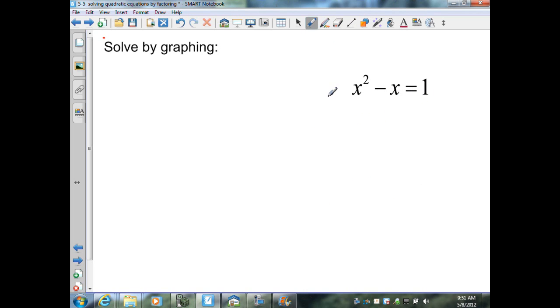Our next example is x squared minus x equals 1. Let's get all our terms on the left side, which is x squared minus x, subtract 1 on both sides, and that equals 0. I also can write that as x squared minus x minus 1 equals y. The reason why I want to graph is because I cannot factor this, and I also don't have the correct terms to actually find the square root version to solve the quadratic. So I need to graph.